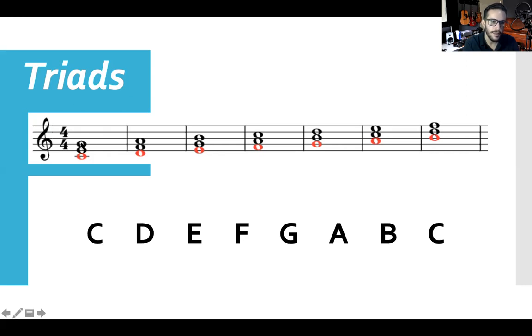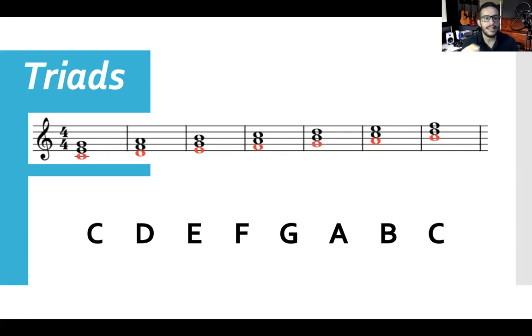on the second line. If the first note is on the space, for example here the D, then the next note of the triad will be in the next space, and the next note of the triad will be in the next space. And we do the same thing for all notes of the C major scale, and we have formed triads. That is in the staff.